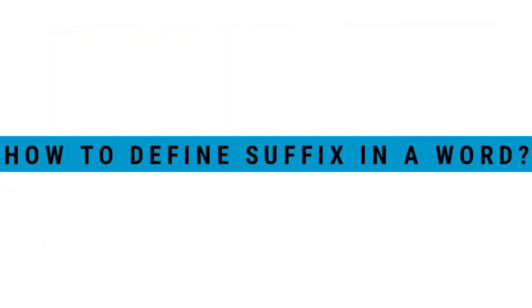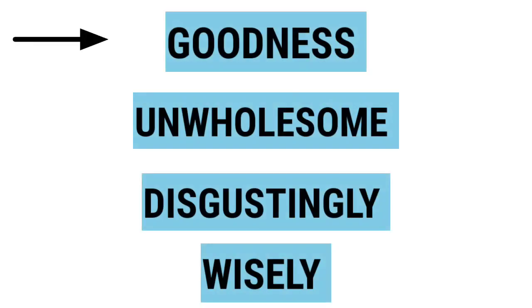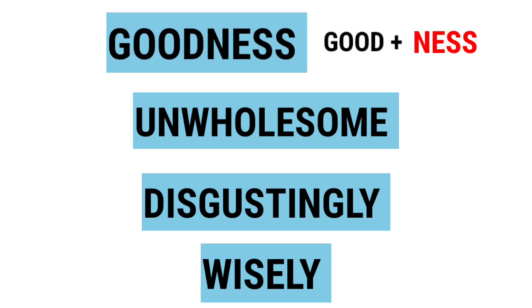Then in this part we shall discuss how to define a suffix in a word, then how to distinguish it from a prefix, and how to make a new word with the help of a suffix. Here I have mentioned 4 words. First goodness, then unwholesome, then disgustingly, then wisely. But the main thing is how to define a suffix from here. If I take the first word, that is goodness, let me divide this word into 2 parts, good and ness. And this ness works as a suffix which makes a new word from good to goodness.